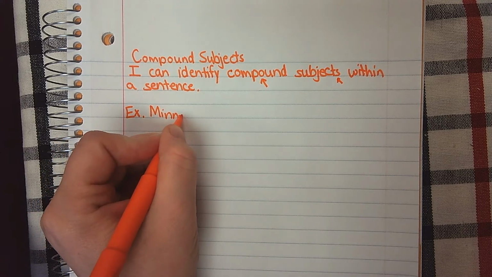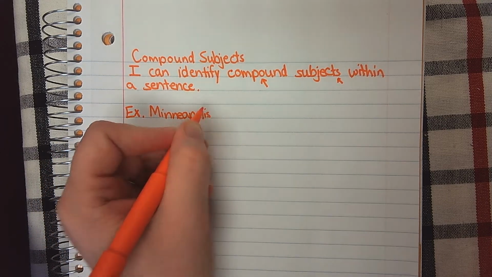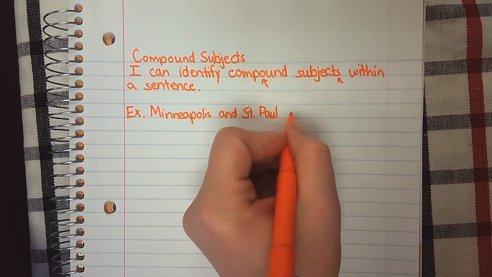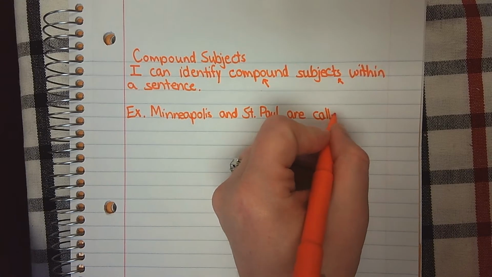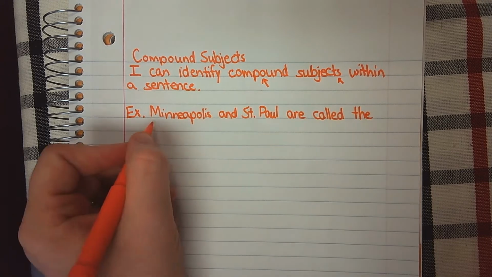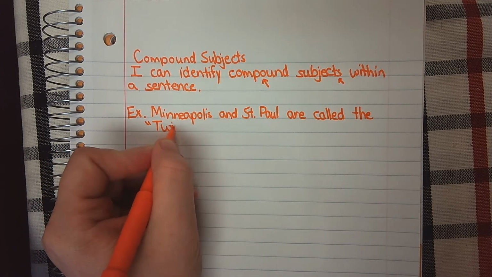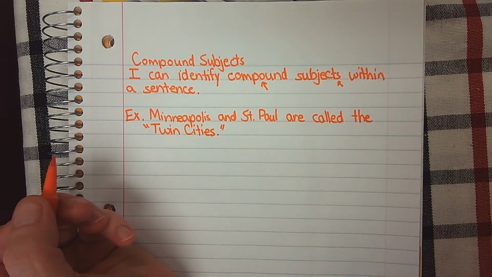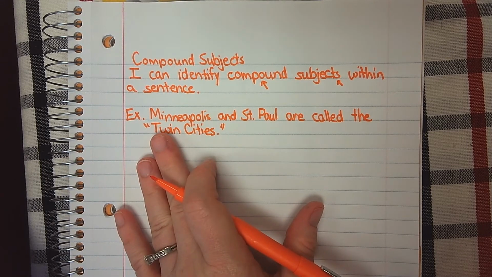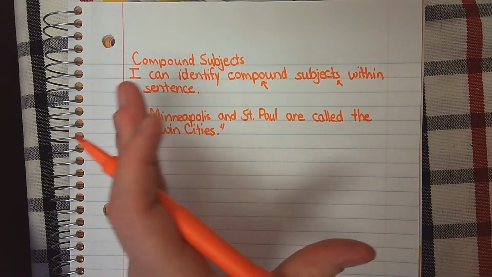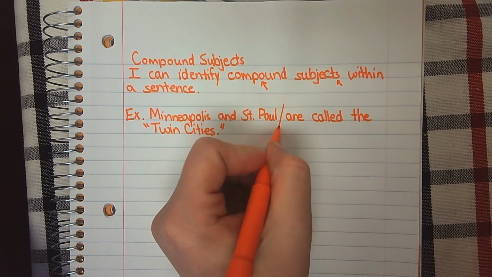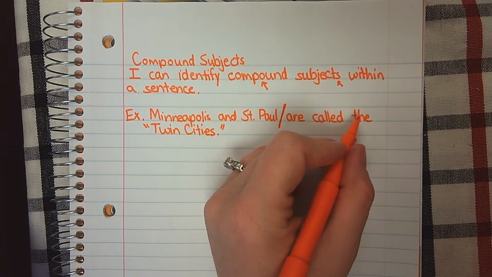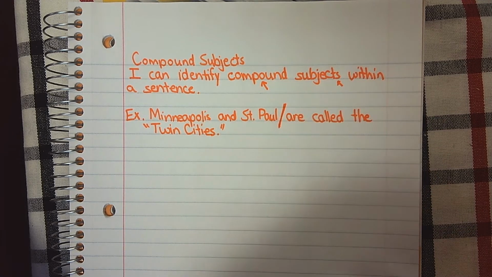Minneapolis and St. Paul are called the Twin Cities. Now, if we separate this sentence into part of it being our subject and part of it being our predicate, then our separation would actually happen right here. On the left side, we have our subject, and on the right side, we have our predicate, our complete predicate, which also has our verb.